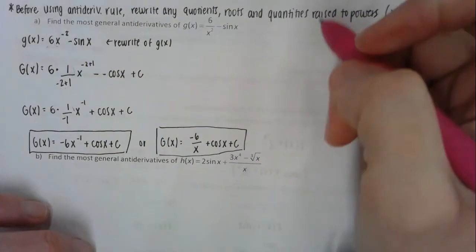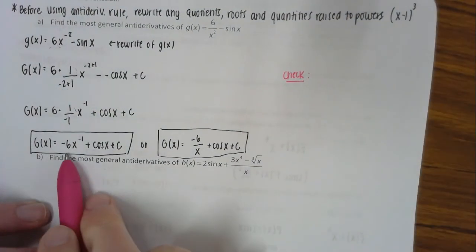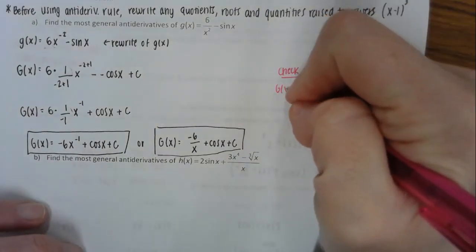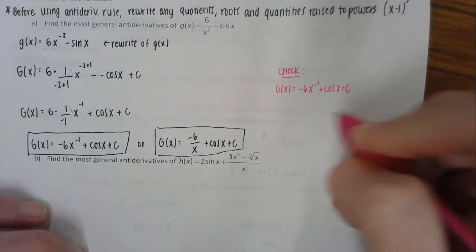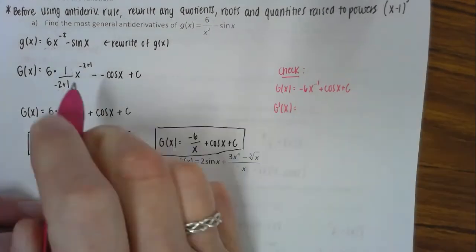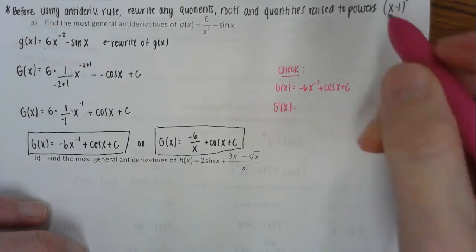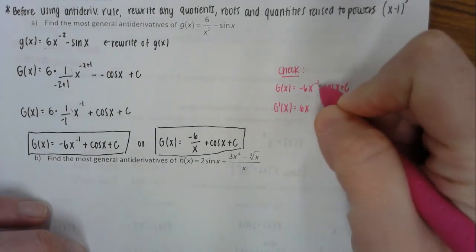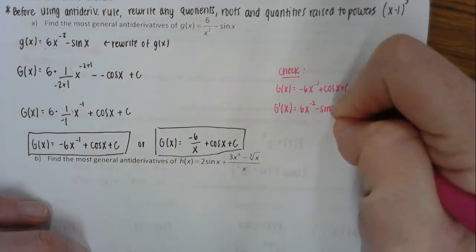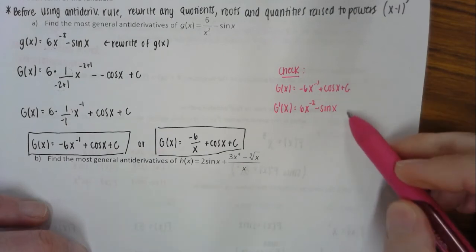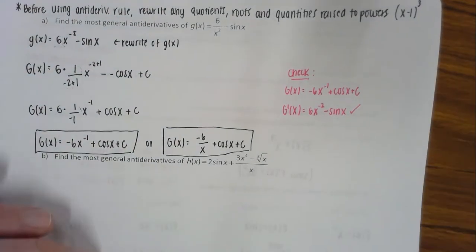And the nice thing about this is you can always check to see if your work with your antiderivative rule does seem reasonable. So if this is my big G of x, and I want to take the derivative of that to double check to see if what I started with was what I really get when I take the derivative of this. If I bring down the negative 1 exponent multiplied by 6, that gives me negative 6, decrease the exponent by 1, so negative 2. Derivative of cosine is negative sine. And then the derivative of any constant would just be 0. So this should match what you started with up here. So that checks out.